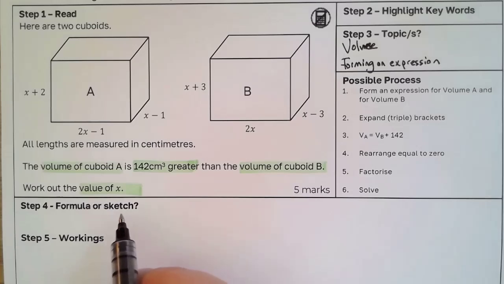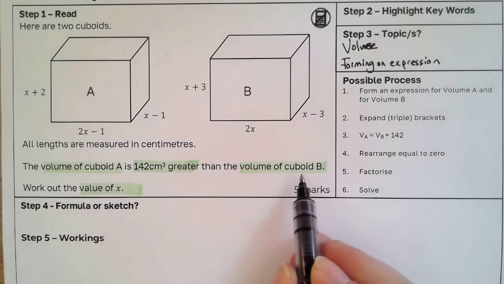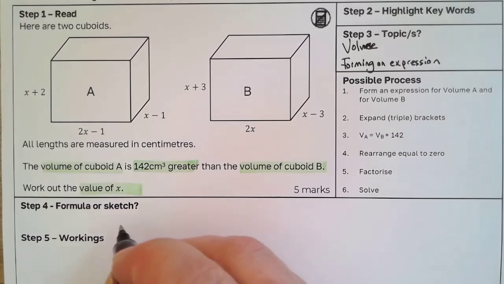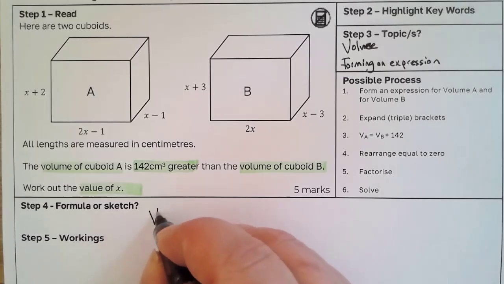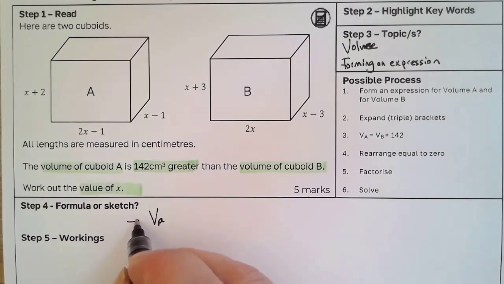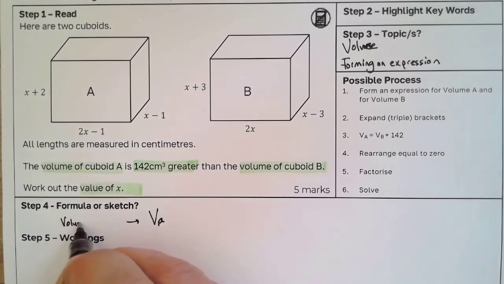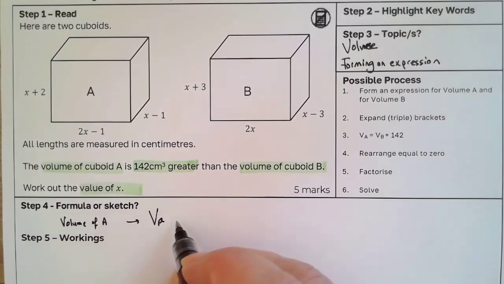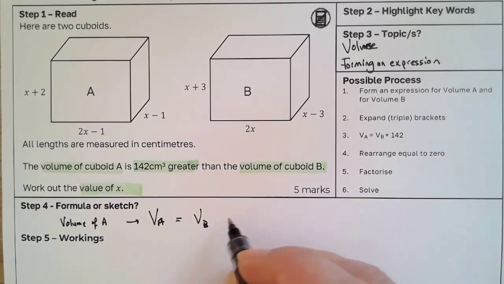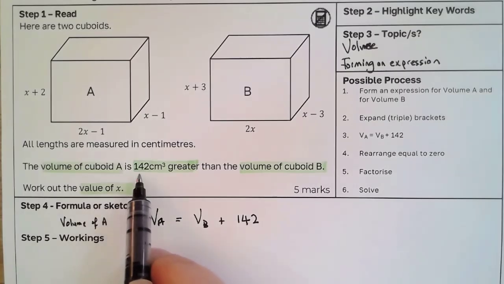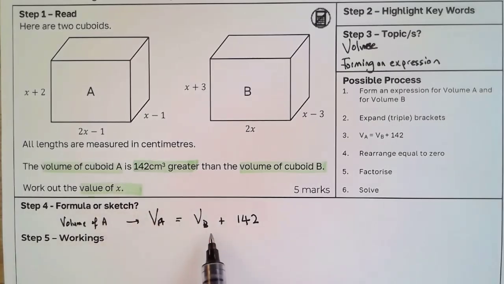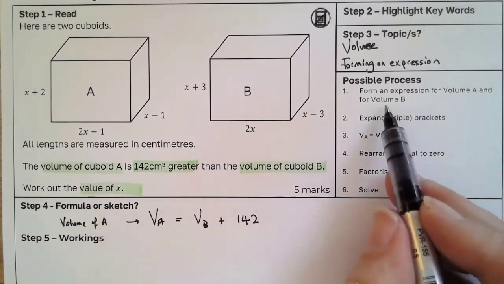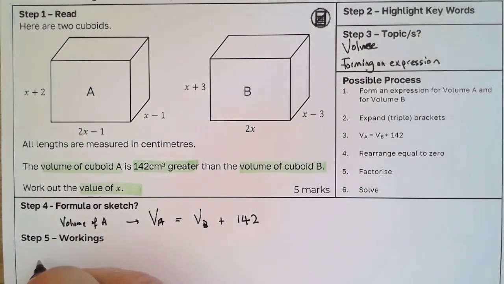What I would do to start is think about what this sentence actually says. I'm going to make it volume of A equals the volume of B, add 142. The volume of cuboid A is 142 greater than the volume of cuboid B. So I form an expression for the volume of A.